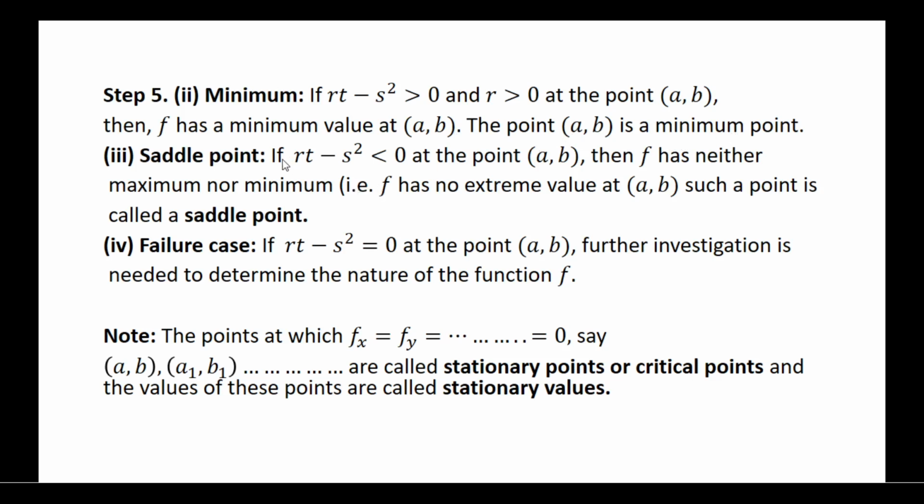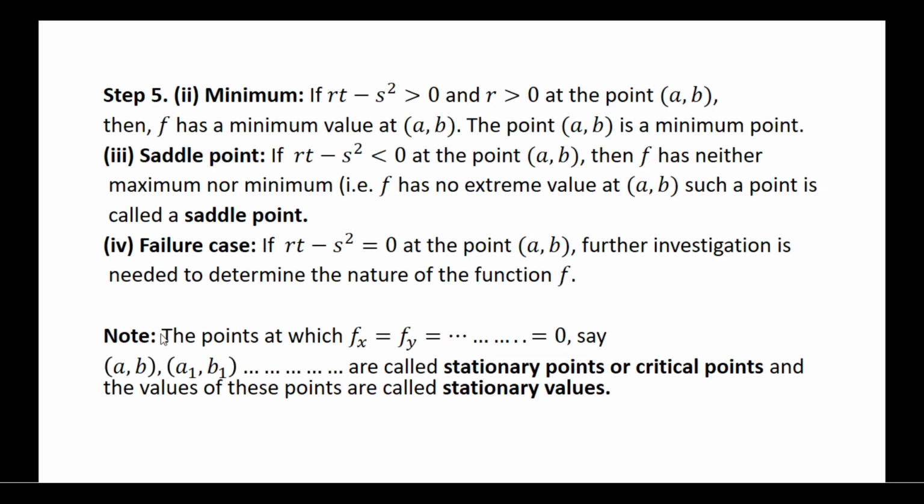Saddle point. If rt minus s square is less than 0 at the point a comma b, then f has neither maximum nor minimum. That is, f has no extreme values at a comma b. Such a point is called a saddle point. Next case, failure case. That means if rt minus s square equals 0 at the point a comma b, further investigation is needed to determine the nature of the function.